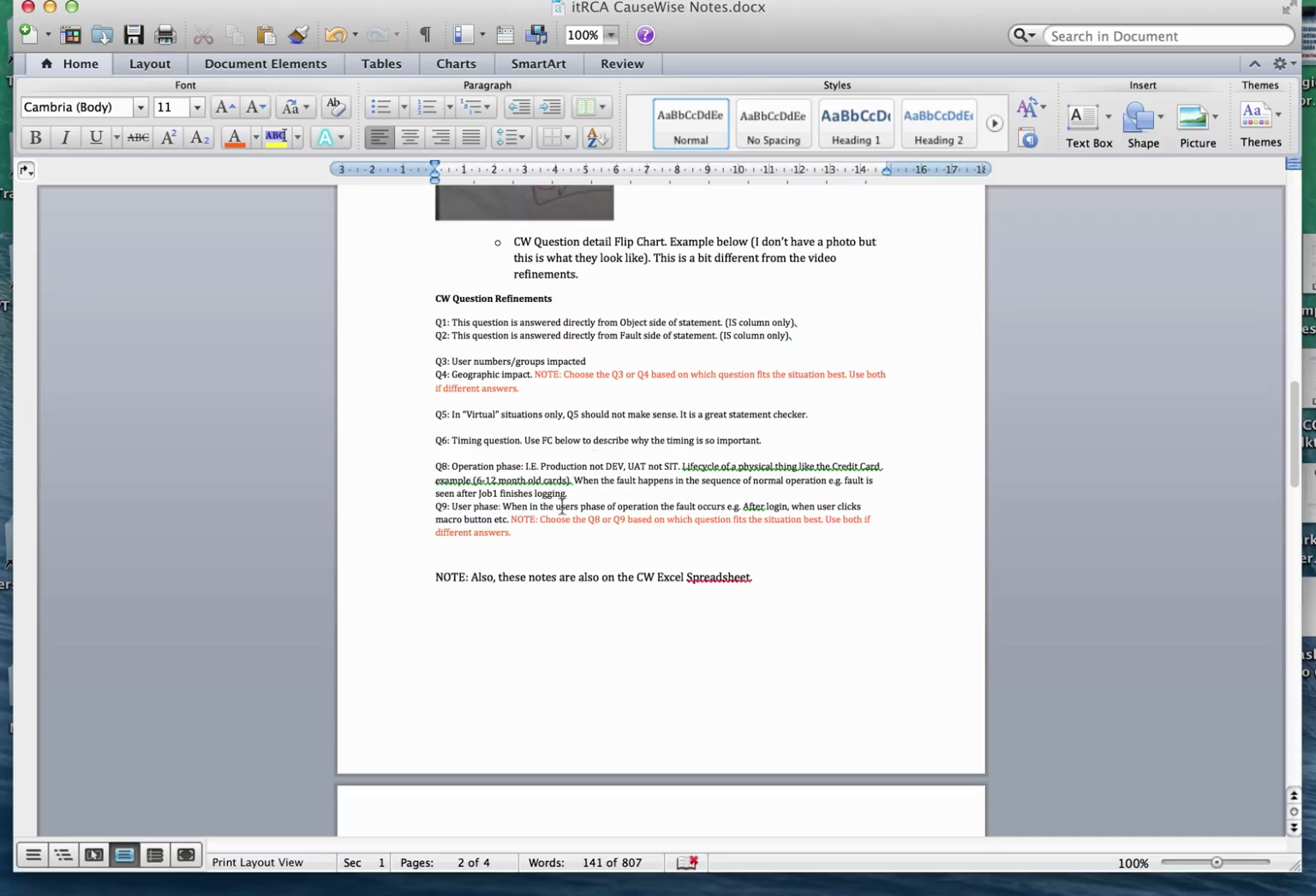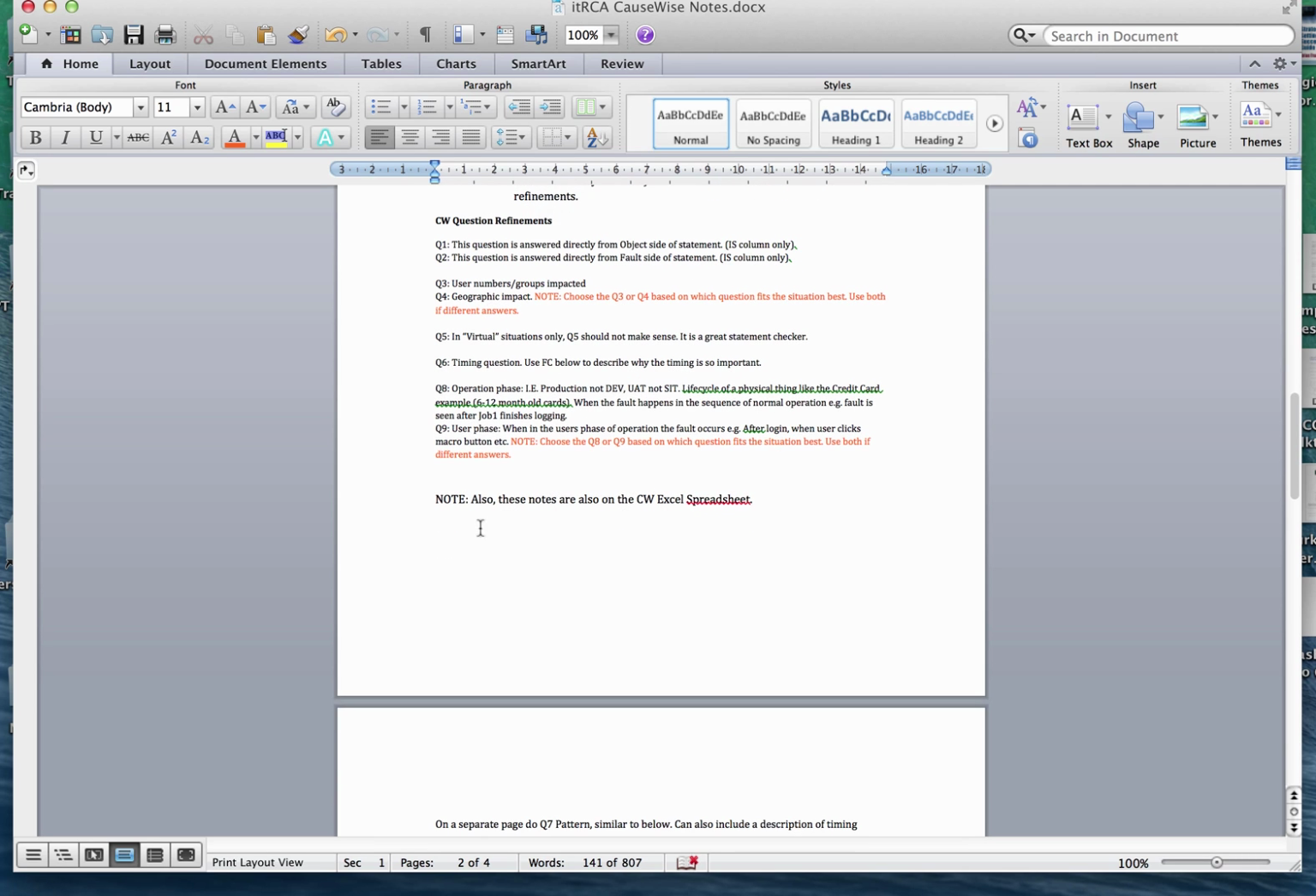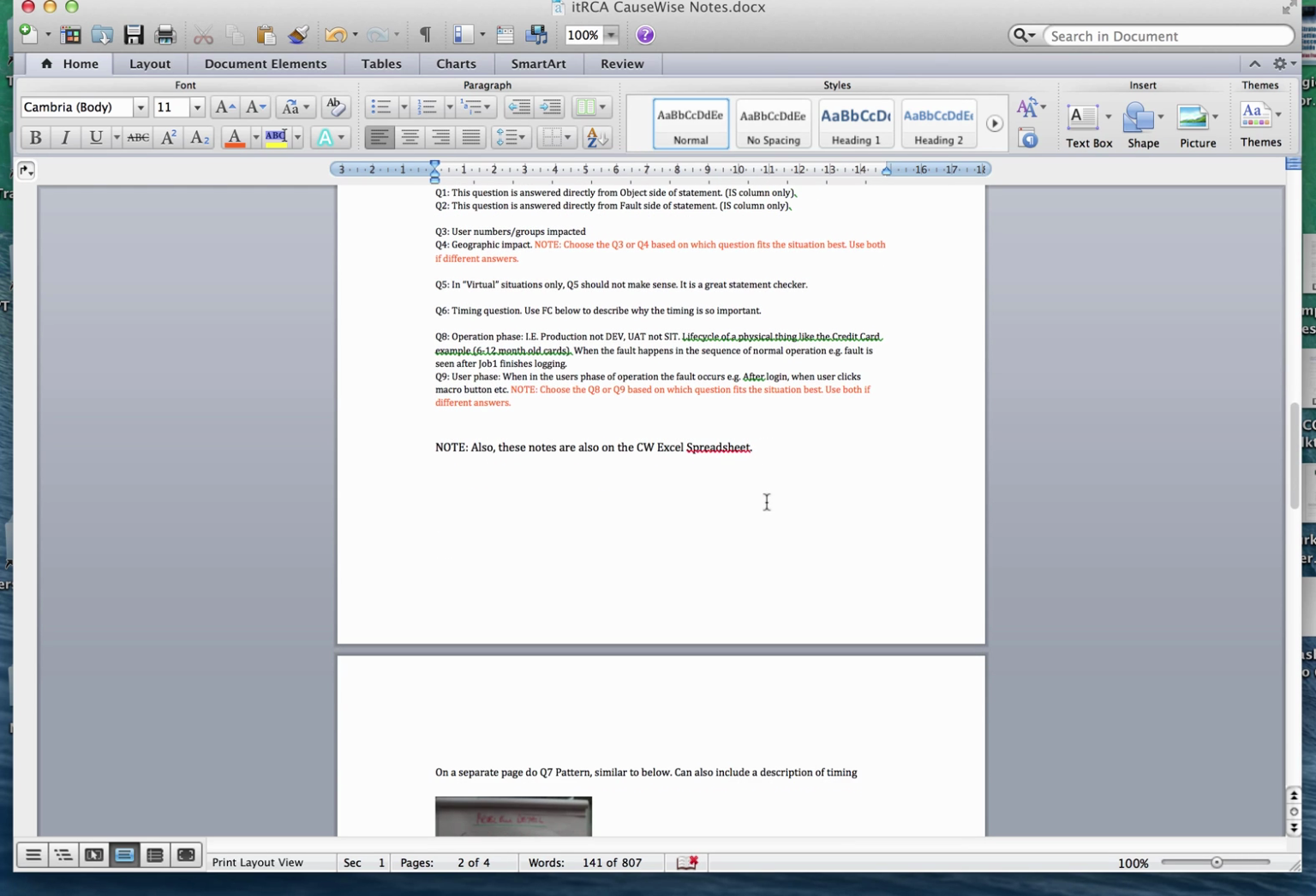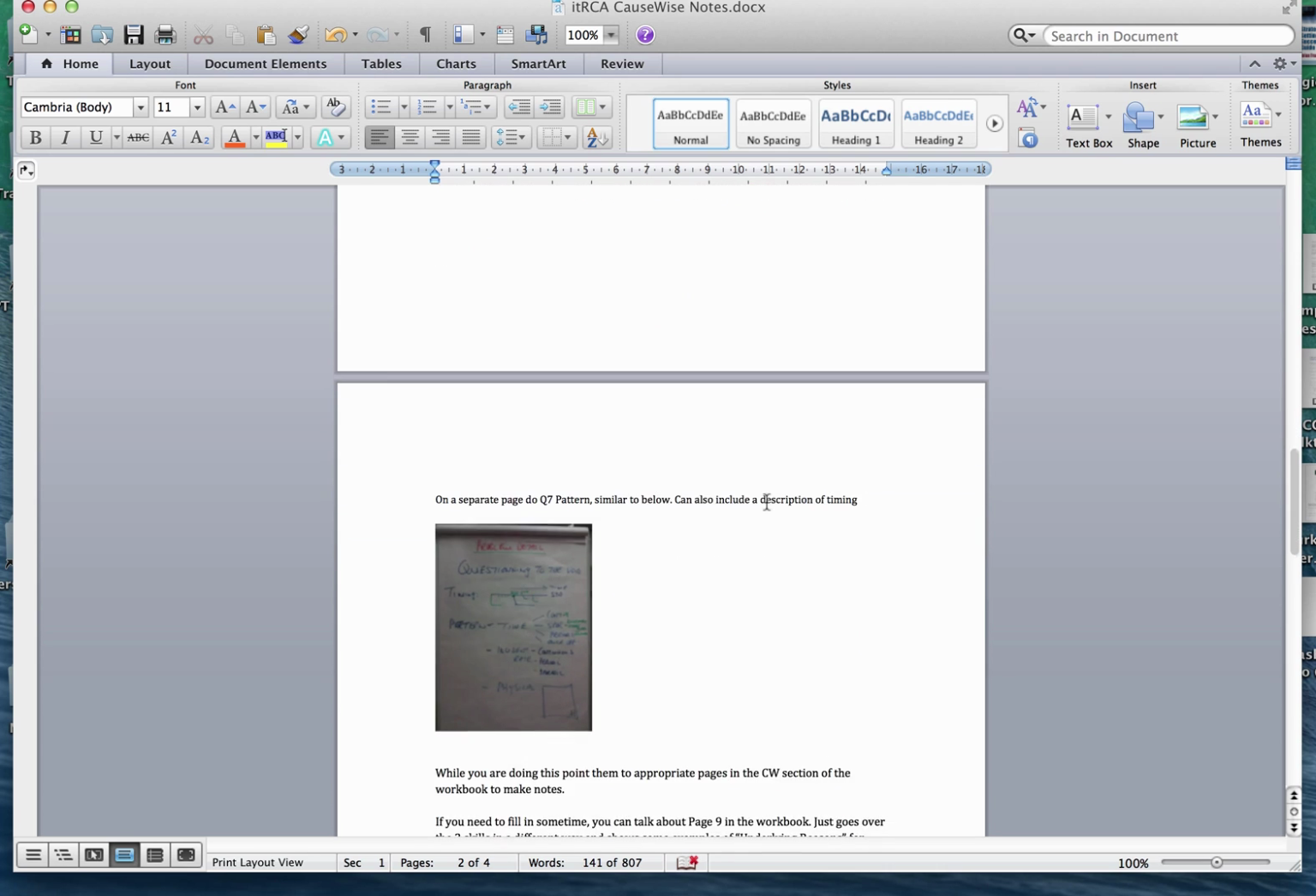Is it a user phase of operation? Are the users seeing it at a particular point in time? I use the example of the machine rebooting. When you talk to the user, ask them, show me when this happens. Sure, I log in, I open this document, I do this to the document, and when I press the macro button, every time the machine reboots. That's what we want to know. That's what goes in these questions here. These notes are also in the Excel, the CauseWise Excel spreadsheet.